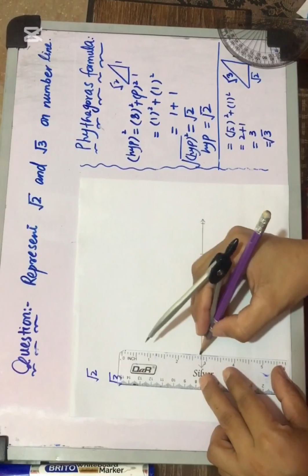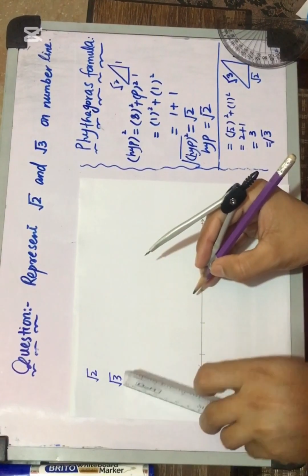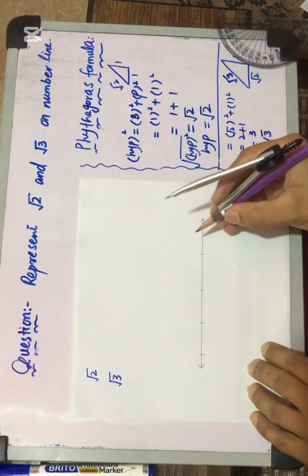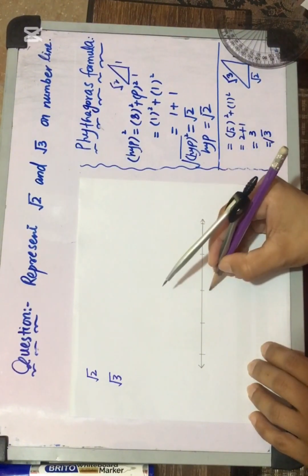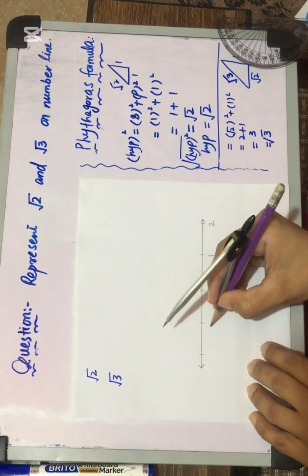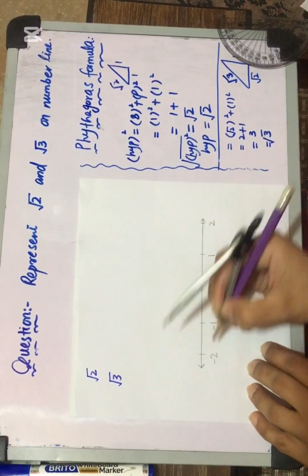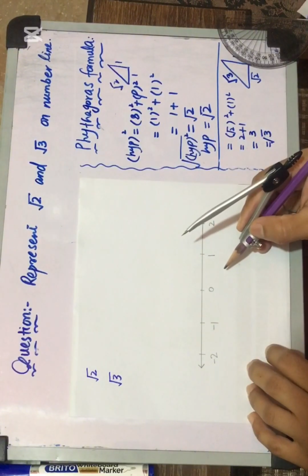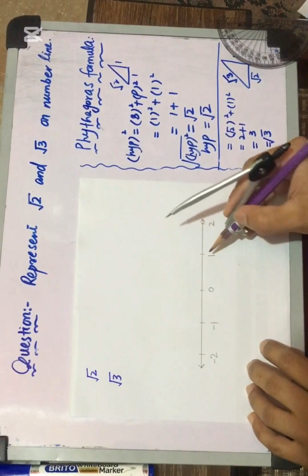This is because the numbers which I am going to represent here are numbers whose value will be more than 1 and less than 2. That's why I am taking here 0, plus 1, plus 2, and minus 1 and minus 2 on the number line. For representation of square root 2 on a number line, we must have a base 1 and perpendicular 1.